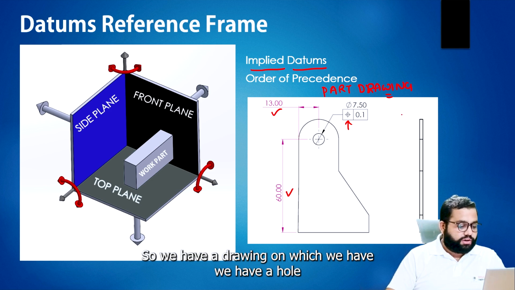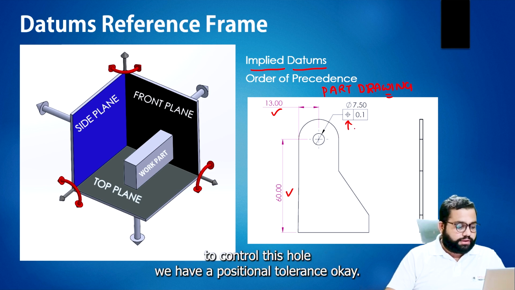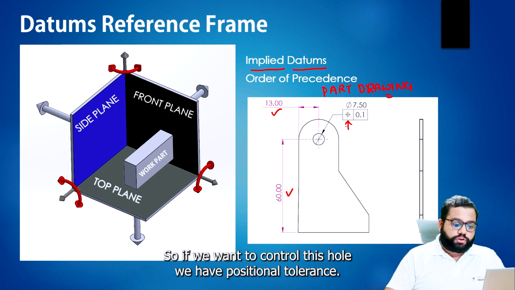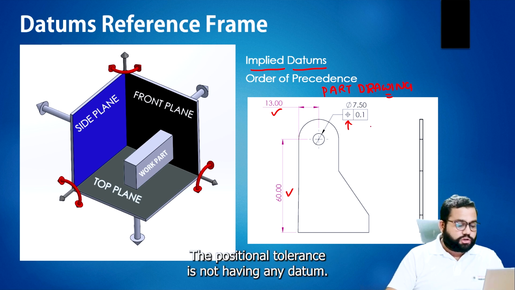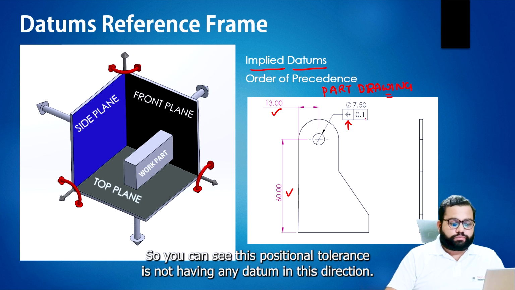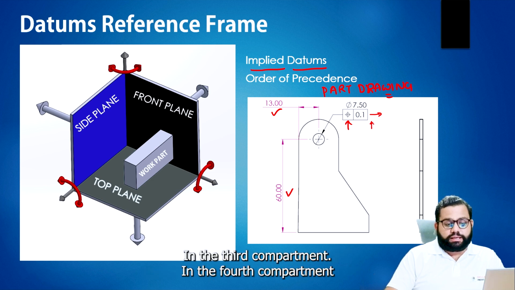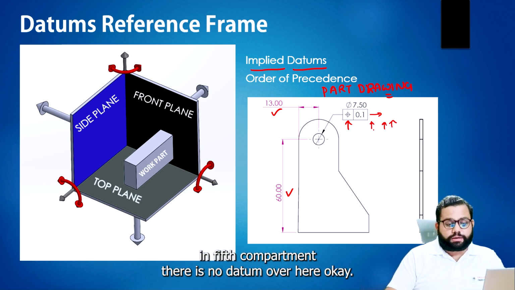So we have a drawing on which we have a hole. To control this hole, we have a positional tolerance. The positional tolerance is not having any datum. You can see this positional tolerance is not having any datum in this direction. In the third, fourth, and fifth compartments, there is no datum over here.